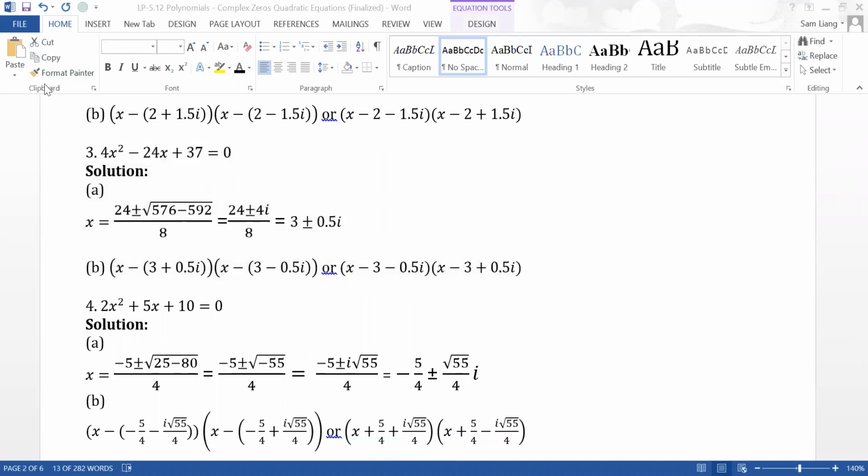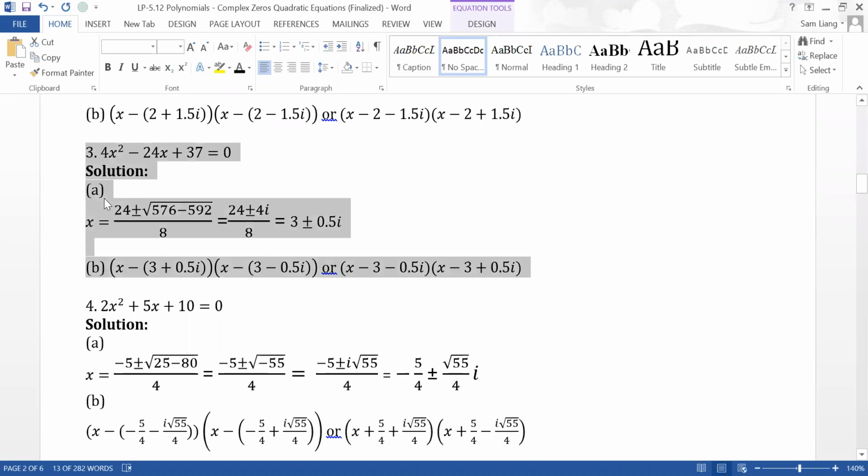You mean just to explain it, right? Like what we did? Yeah, just to explain what's happening here. So this is solving for x, so we're going to use the quadratic formula. We plug in all the values we have. So x equals negative b plus or minus the square root of b squared minus 4ac all over 2a. We're just solving that, and we end up getting 3 plus or minus 0.5i as our zeros.